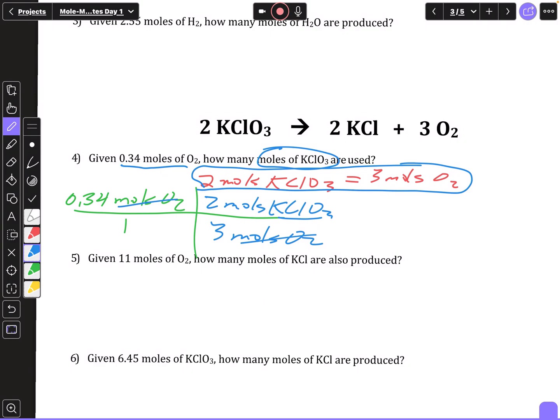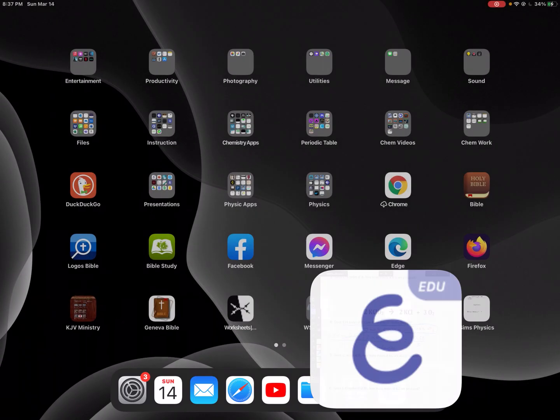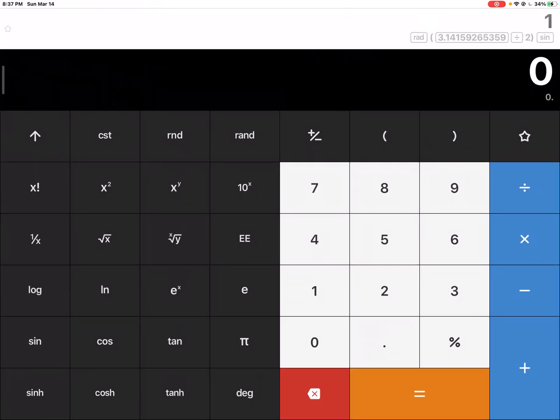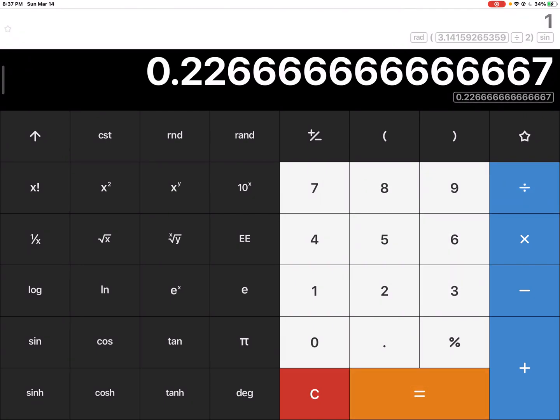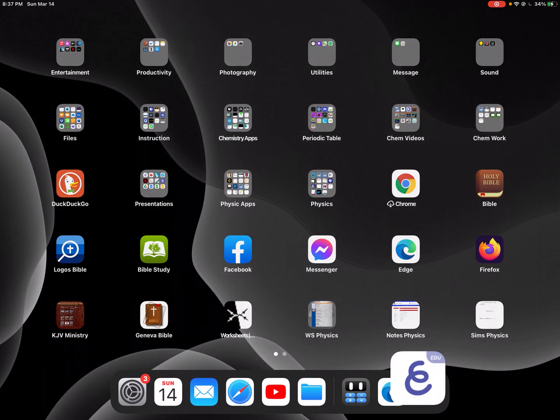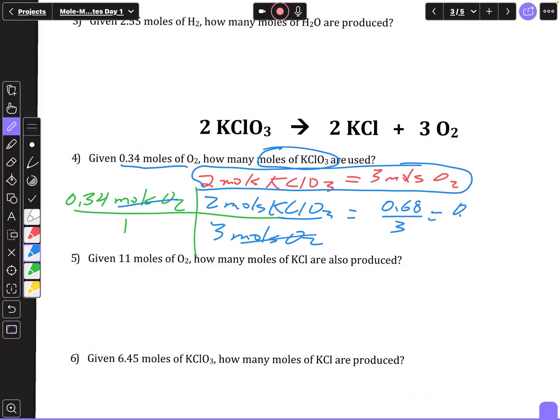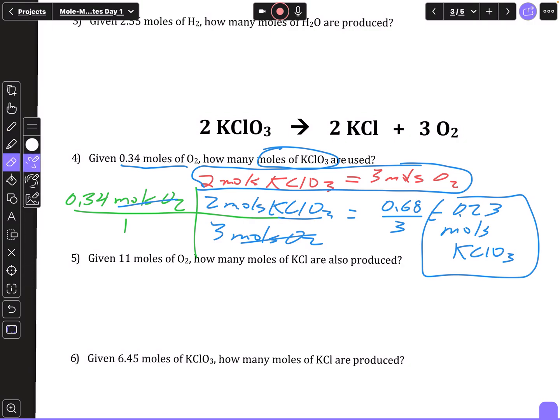0.34 times 2 gives you 0.68 over 3. So if I divide 0.68 by 3, it equals 0.23. And my units would be moles of KClO3. And that's how you would work these. All these will work the same. Use your balanced equation.